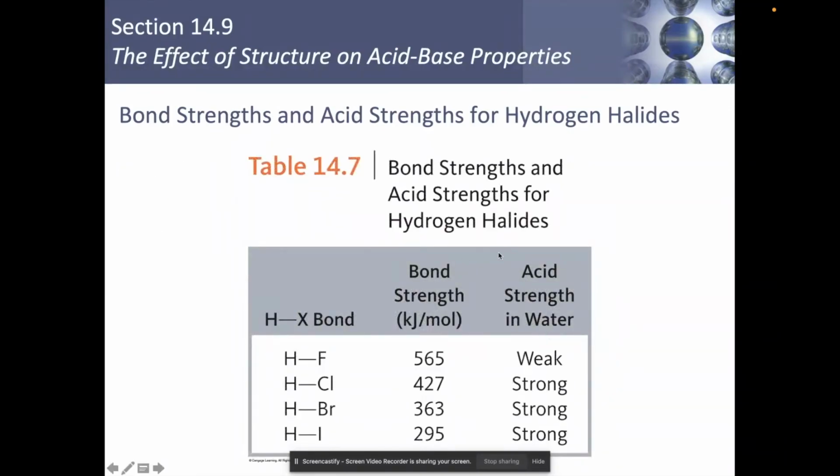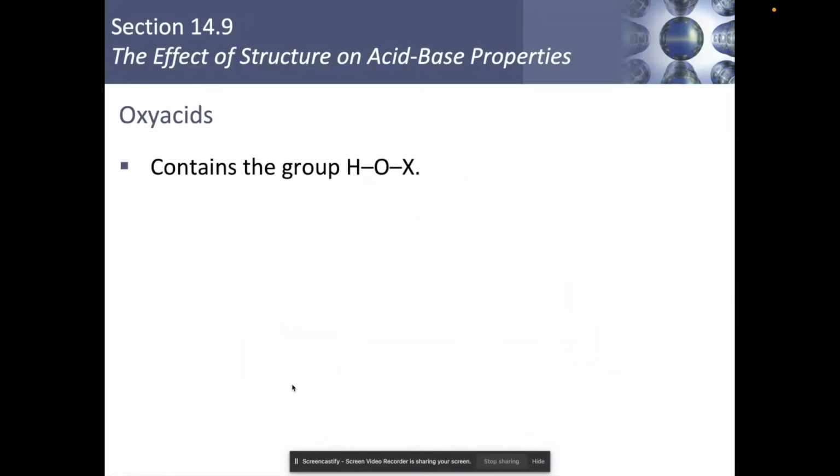So here is kind of our trend in bond strength. Notice that the bond strength for HF is very high. That's the reason why hydrofluoric acid is actually a weak acid. So hydrochloric, hydrobromic, and hydroiodic acid are all strong acids, primarily because their bond strength is less. And so it's easier for them to cleave this bond and lose a hydrogen as a result. Hydrofluoric acid is a little bit too high on that list.